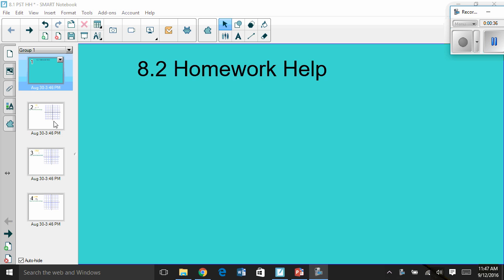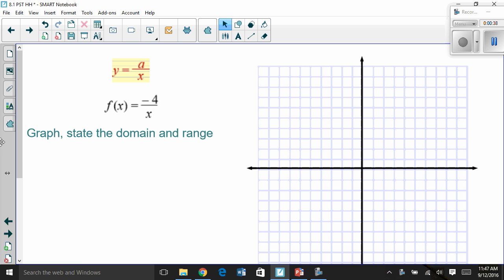So we'll start here. First one is just this most simple case, so it's just going to be working with a number over x. So we're going to graph it. We're going to state the domain and range. When we graph, we want to use our steps that we have.